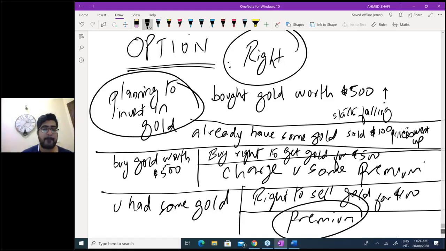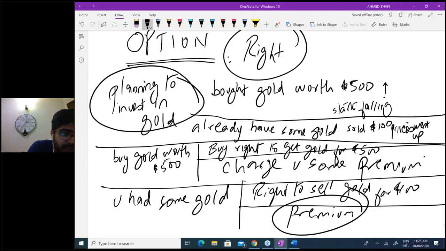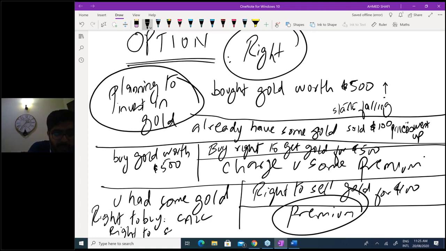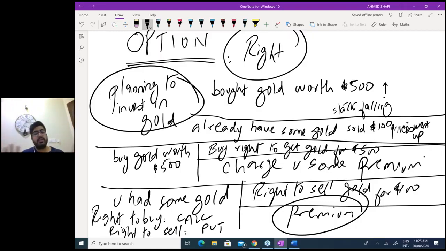So if you take the right to buy anything, we call it, you have taken a call option. And if you take the right to sell anything, we say you have taken a put option. Okay, no matter whether you take the right to buy or the right to sell, no one is going to give you this right for free. He will charge some premium.